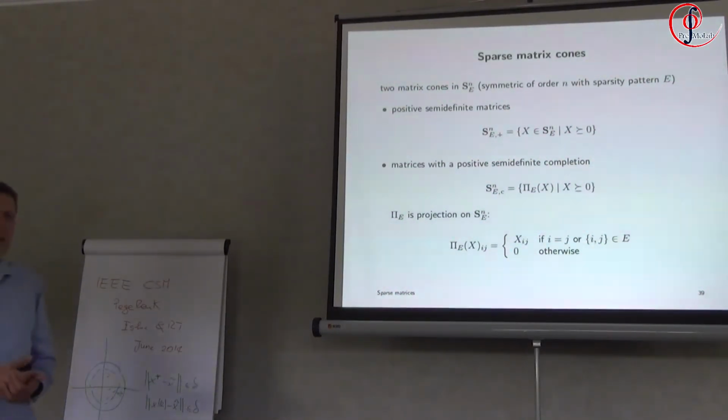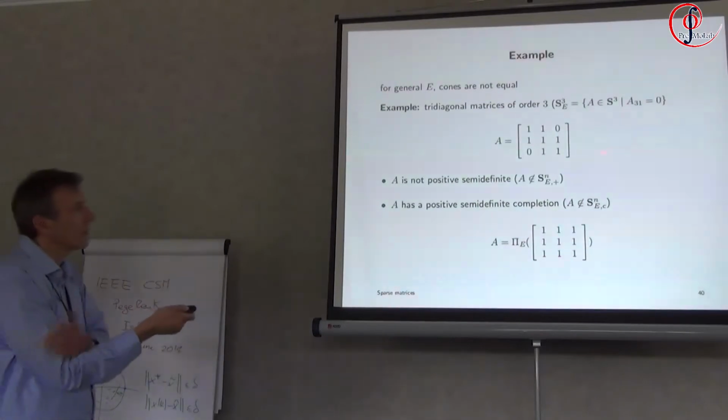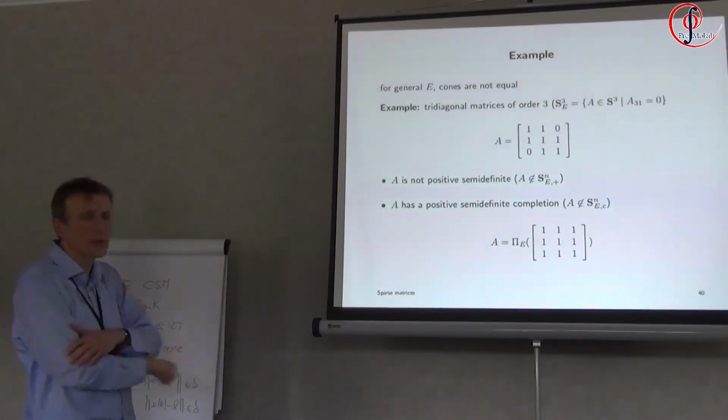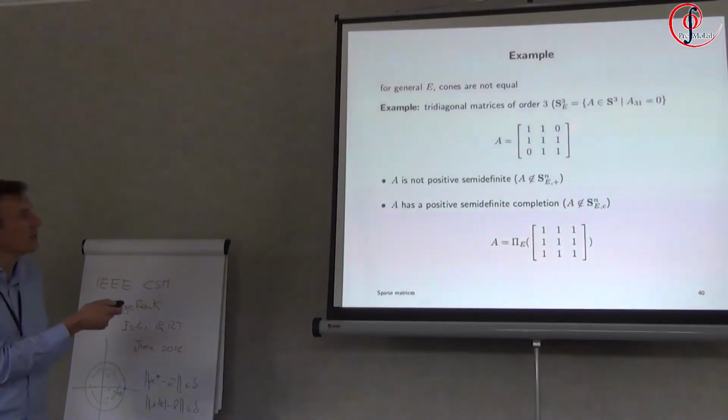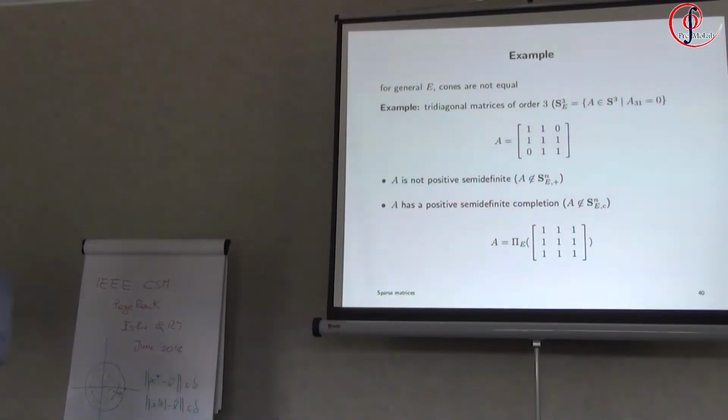So that's projecting on that sparsity pattern. So we'll talk about these two cones. They're not equal in general. For example, for a very simple sparsity pattern with a tridiagonal matrix of size 3 by 3, this is not a positive semi-definite matrix. But it's a positive semi-definite completable matrix because you can replace the 0, for example, with 1, and then you have a positive semi-definite matrix. So this is a projection of this positive semi-definite matrix on the sparsity pattern. So that shows that those two cones are not equal. It's not positive semi-definite, but it has a positive semi-definite completion.